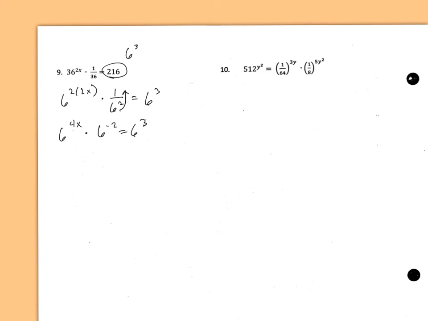So the algebra isn't going to be any more difficult. It's just you might have to do some more thinking to get the bases to match. So 4x minus 2 equals 3. 4x equals 5, because we're adding 2. And we get x equals 5/4.